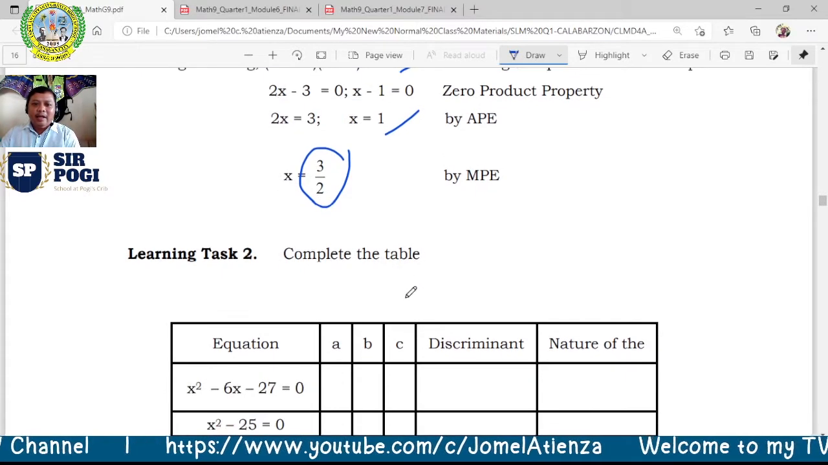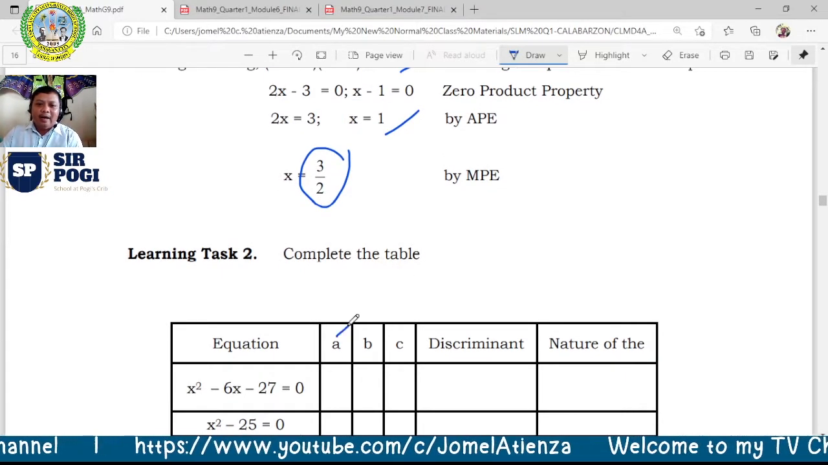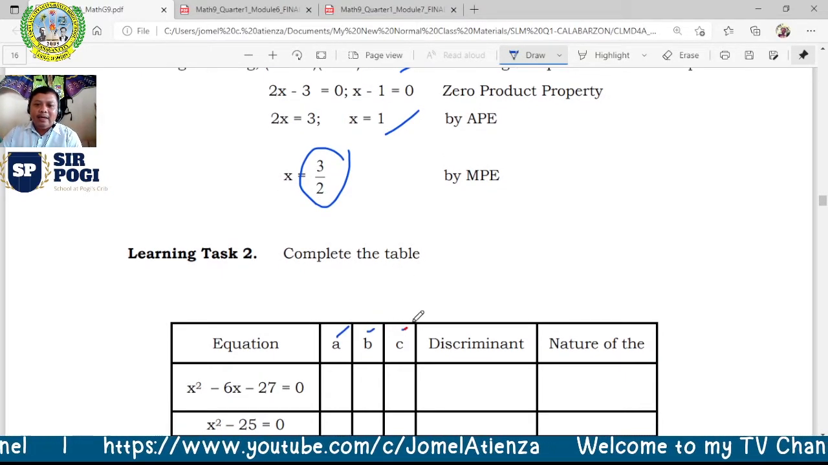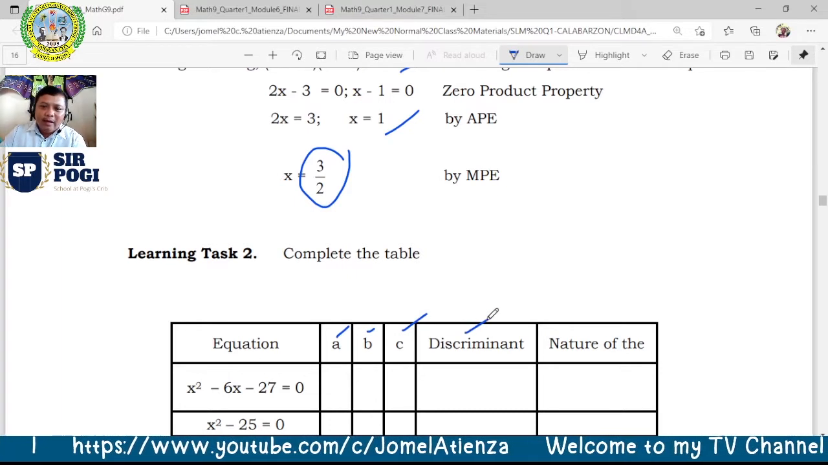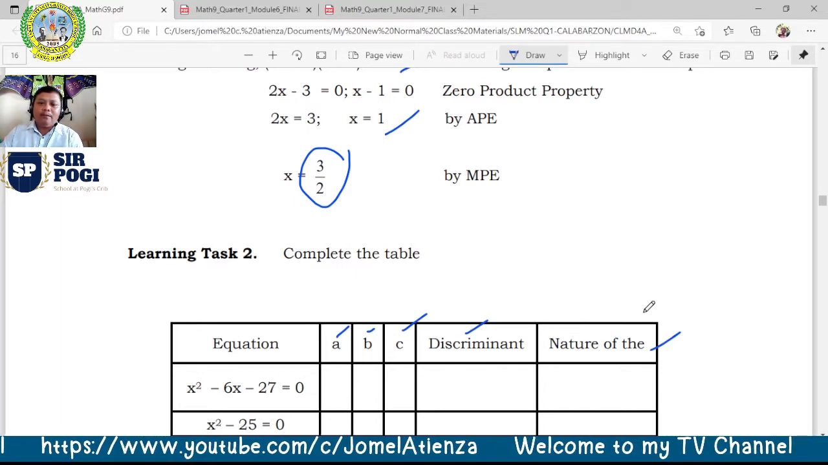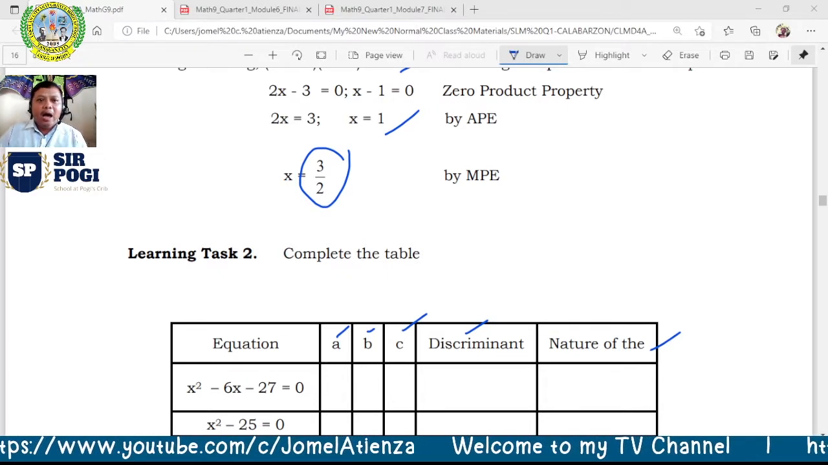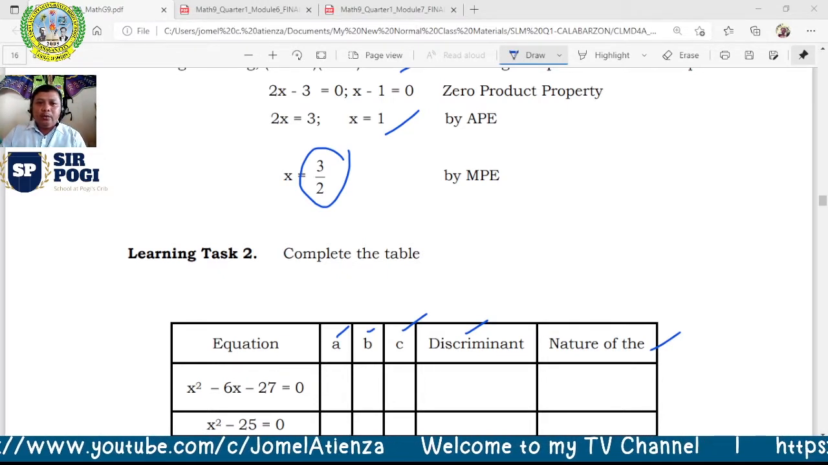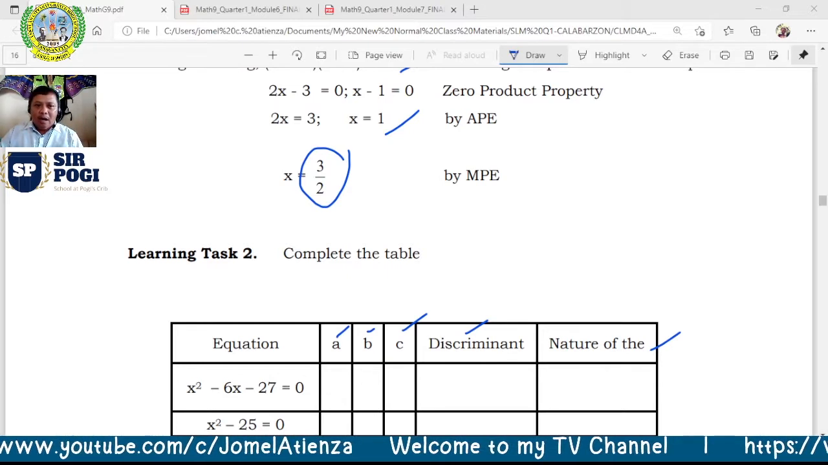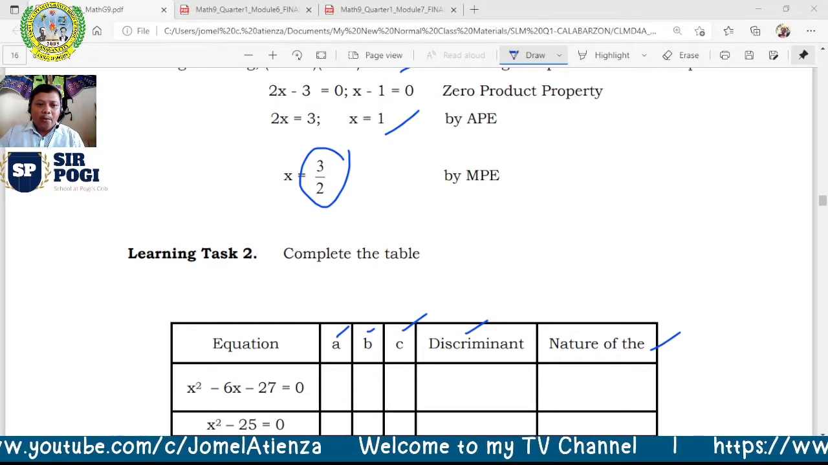So, once again, pinakamahalaga, ma-identify natin ang a, b, and c, and then get the discriminant and the nature of the roots. So, ganun lang po kasimple ang ating week 2 and 3 in our quarter 1.